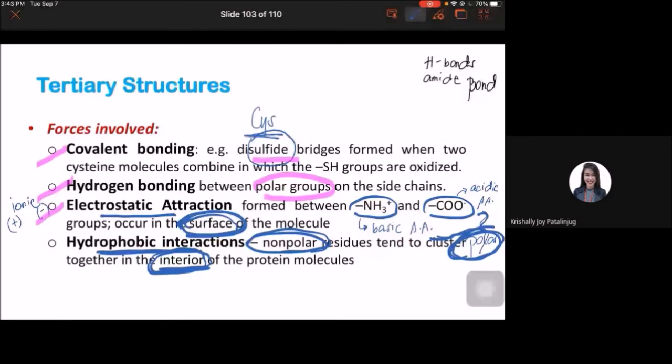Lumabas nga to sa isang quiz, di ba? Murag nigawas na siya sa quiz. Hydrophobic interaction. Hydrophobic non-polar residue. Interior. It is found in the interior portion of the protein. Okay. Sige. So, these are again examples of the forces of attraction that we usually observe in a tertiary structure.